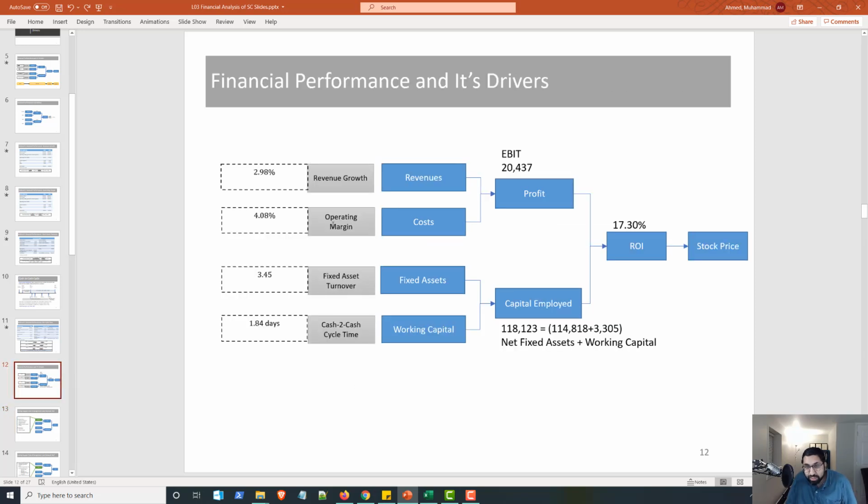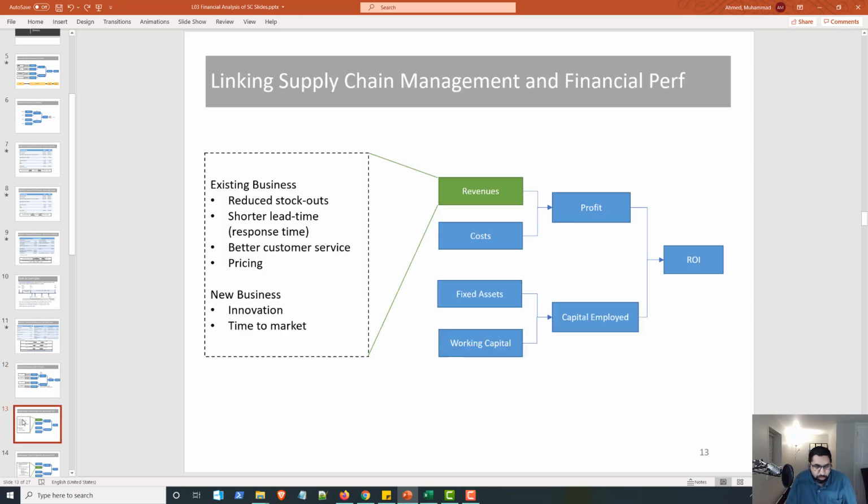In other words, what supply chain decisions can I take to increase my revenue growth as a supply chain manager? What supply chain decisions can I take to increase operating margin? What supply chain decisions can I take to increase fixed asset turnover, right? If we understand that, then this nice picture gets linked to the decisions of the manager, right? And then the manager working every day can say, okay, if I do this, this is how the drivers will be impacted, which will then lead to ROI being impacted, which then eventually impacts the stock price.